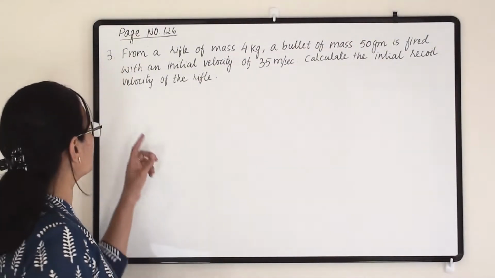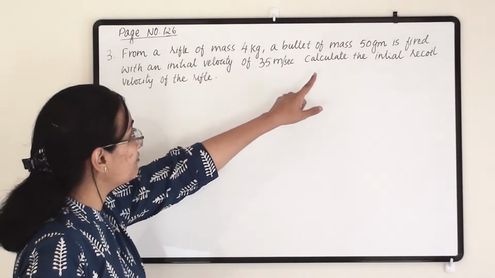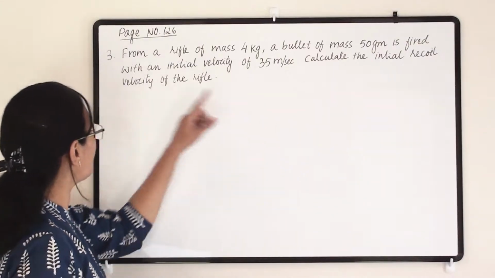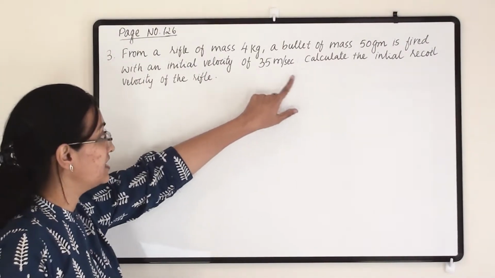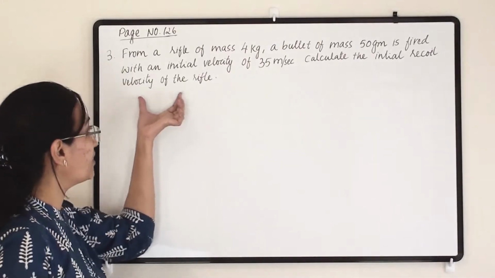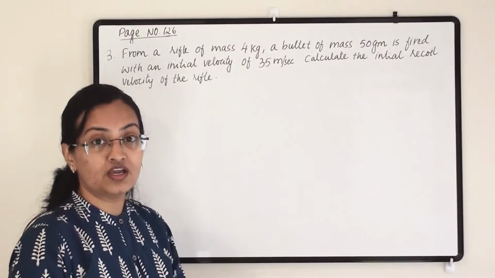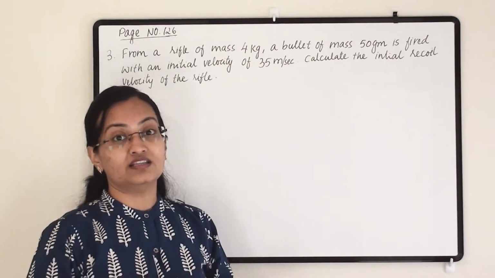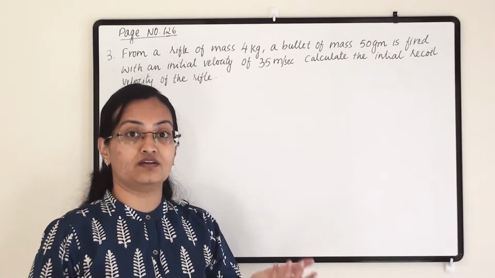Our third question is, from a rifle of mass 4 kg, a bullet of mass 50 gram is fired with an initial velocity of 35 meter per second. Calculate the initial recoil velocity of the rifle. So as per the third law of motion, we will first find out the momentum before firing and the momentum after firing.